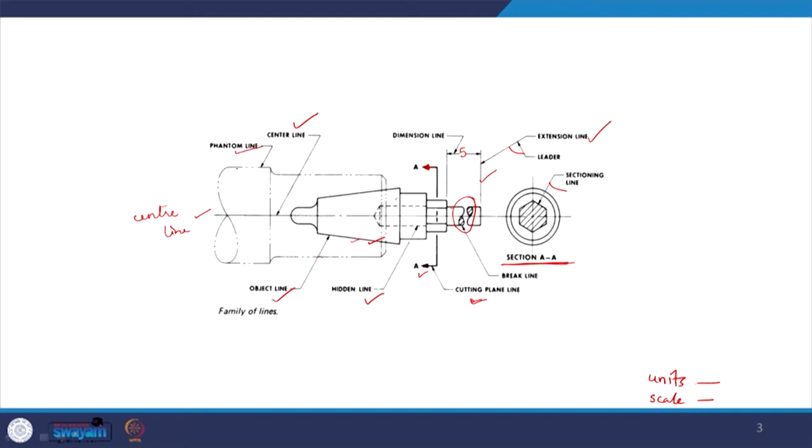So we have a bigger dash and then two small dashes, bigger dash and two small dashes, and it is drawn very light. It is not very thick and dark, it is a very light line. This particular line is called the phantom line. So more or less, almost all different types of lines are covered here, and I hope that you understand these different types of lines. So this was the first part which we were going to learn in this lecture.